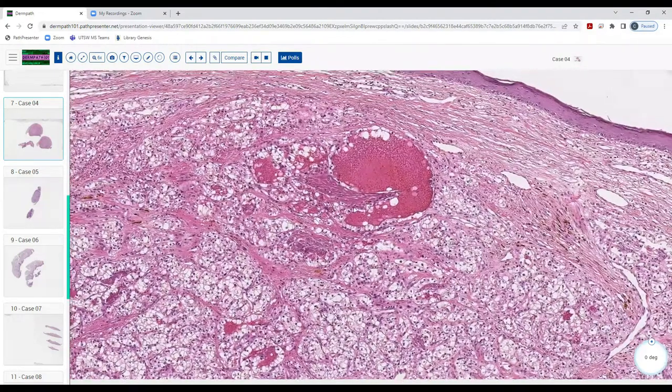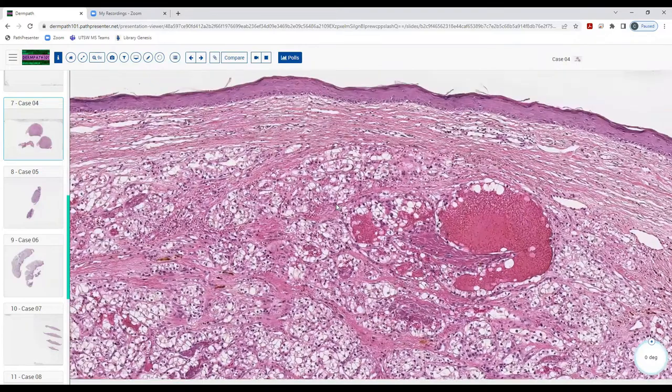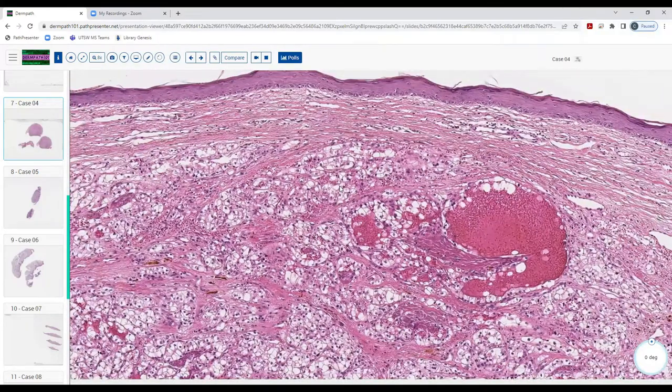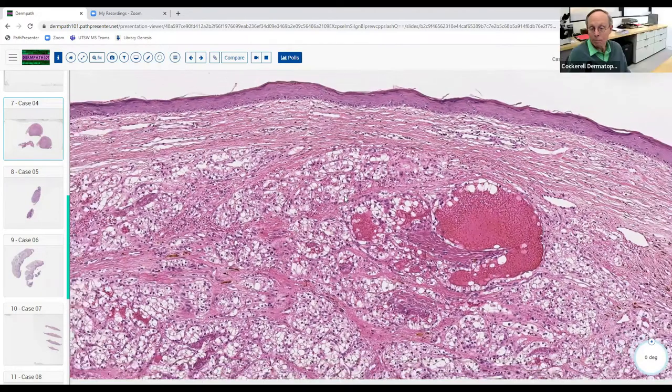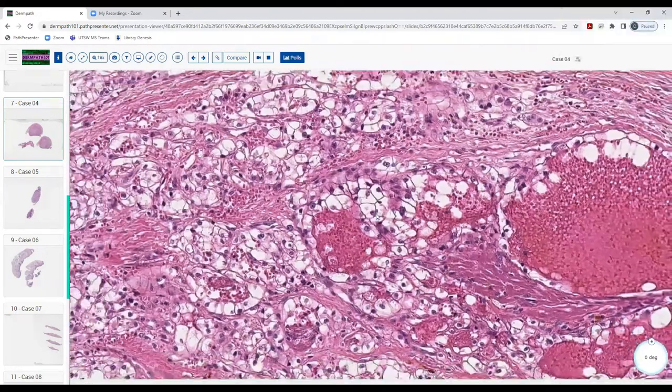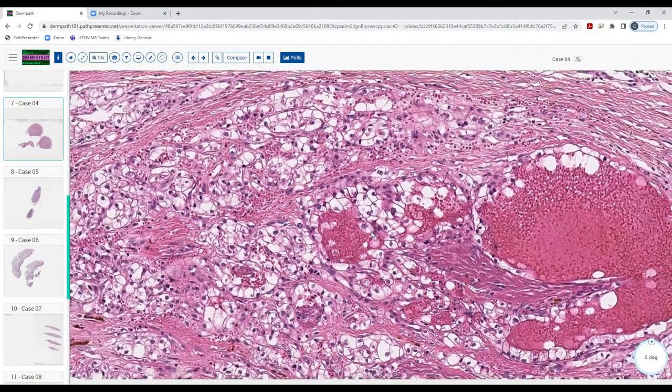I guess they look epithelioid. Okay, they're kind of square and I wouldn't necessarily think that they're epithelial though. Okay, good. I just saw a lot of hemorrhage. So the first thing I thought of with these clear staining cells and hemorrhage is renal cell.